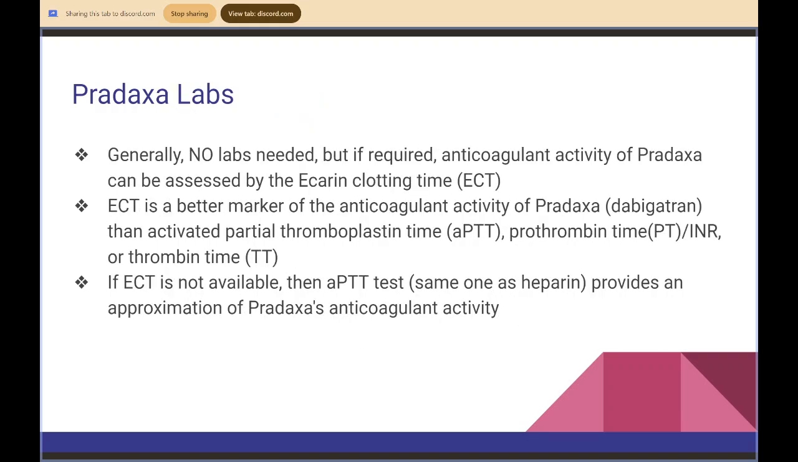Now, you're asking, not yet, but you will. Labs. No labs are needed or required. However, there is an ECT, or ecarin clotting time, test that can determine the anticoagulant activity of Pradaxa. So, it's better than APTT, PT-INR, or thrombin time. So, if ECT is not available, then APTT will provide a good second line or backup approximation.